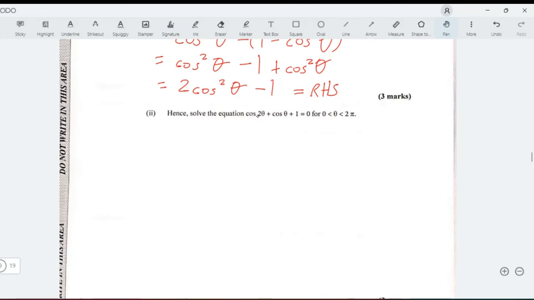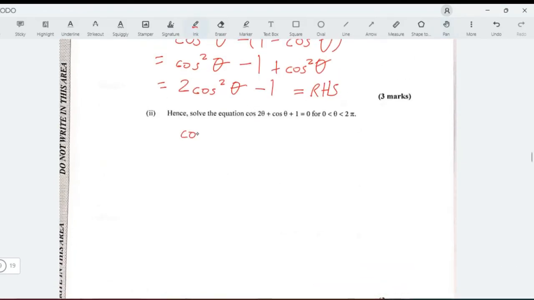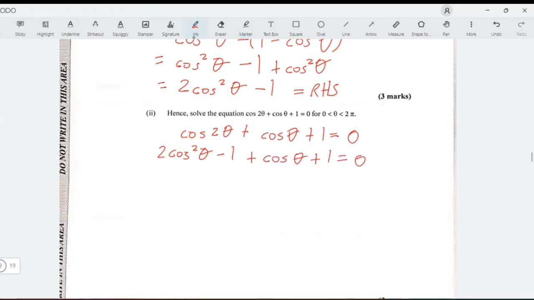Now it says, hence solve the equation. Hence means using what we just did. If we're solving cos 2 theta plus cos theta plus 1 equals 0, we need to utilize the fact that cos 2 theta is 2 cos squared theta minus 1, plus cos theta plus 1 equals 0. Clearly, the plus 1 and the minus 1 cancel each other. That leaves 2 cos squared theta plus cos theta equal to 0.